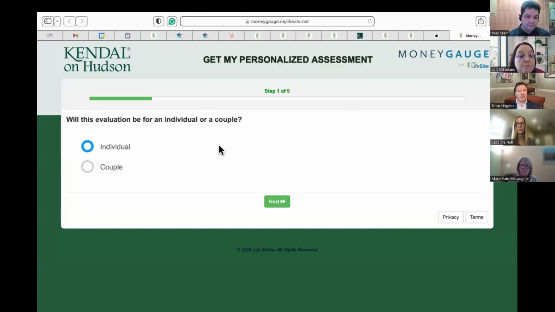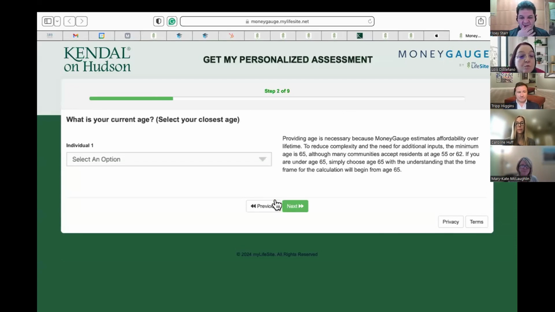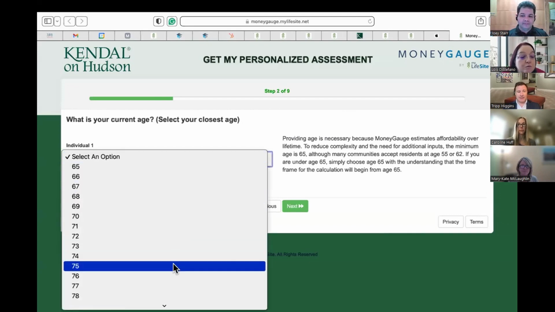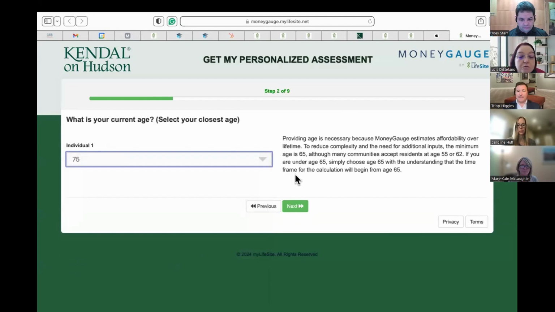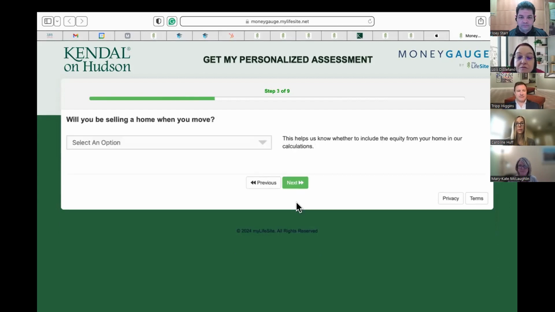So for here, I'm going to run a scenario of an individual. We're going to go through and look at age. We're going to pick 75 here. And obviously providing age, because what makes this tool so successful is it works off of actuarial tables. So we look at a 75-year-old and look at what their life might be and the length of that to help make calculations.